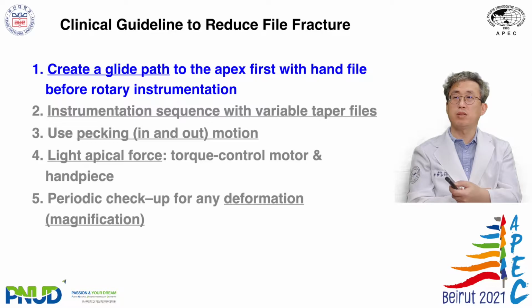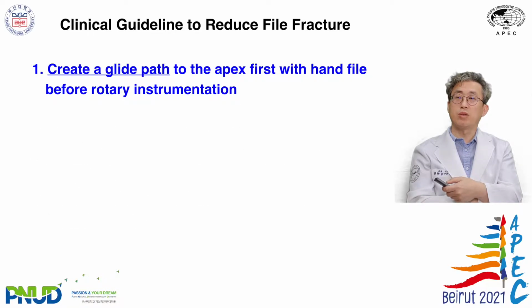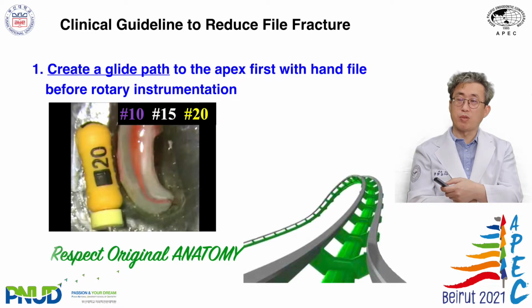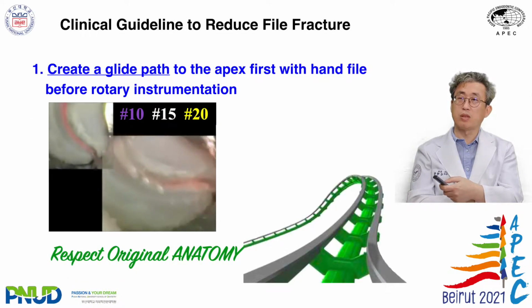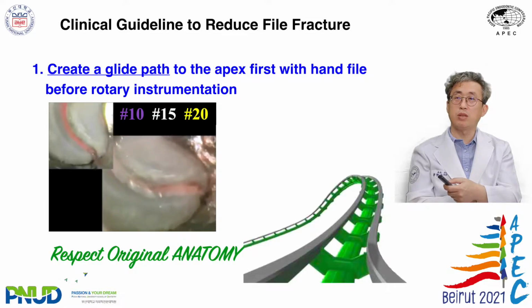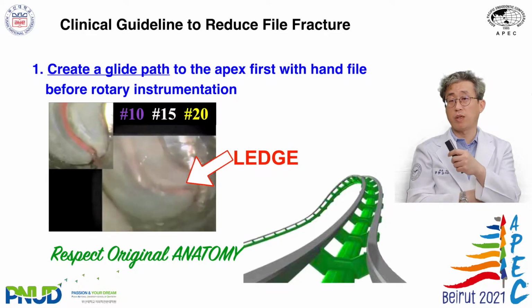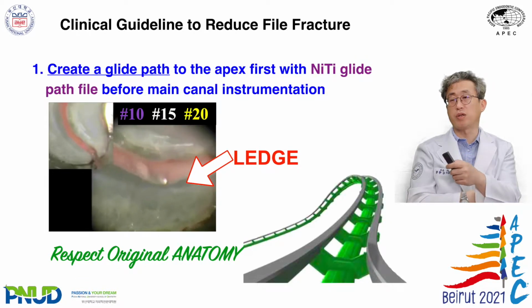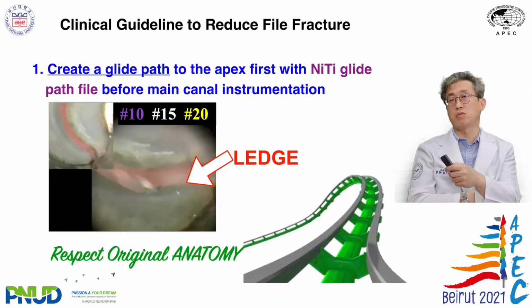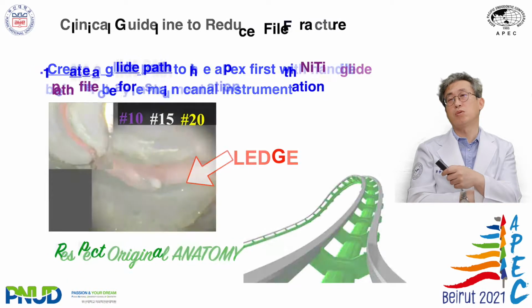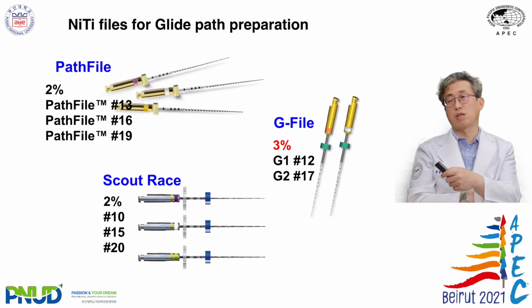But here you can see the use of the hand file. In this movie clip, you can see the glide path establishment by using a size 20 stainless steel instrument. But you can see here the file tip now making a ledge at the apical curvature area. It is mainly due to the stiffness of the stainless steel instrument. It's not good. So why don't we use the nickel titanium rotary instrument for the glide path preparation?